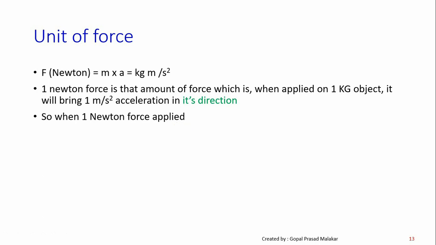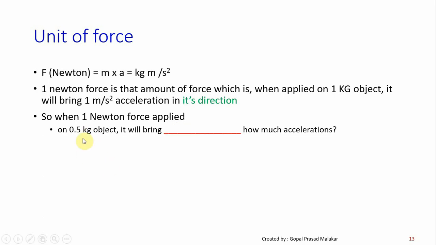When 1 Newton force is applied on a 0.5 kg object, how much acceleration will it bring? It will bring 2 meter per second square acceleration, because for 1 kg it brings 1 meter per second square, but if the mass is half, 0.5, it brings 2 meter per second square, because 0.5 into 2 becomes 1 again. When 1 Newton force is applied on a 2 kg object, it will bring only 0.5 meter per second square acceleration, because 0.5 into 2 again becomes 1.